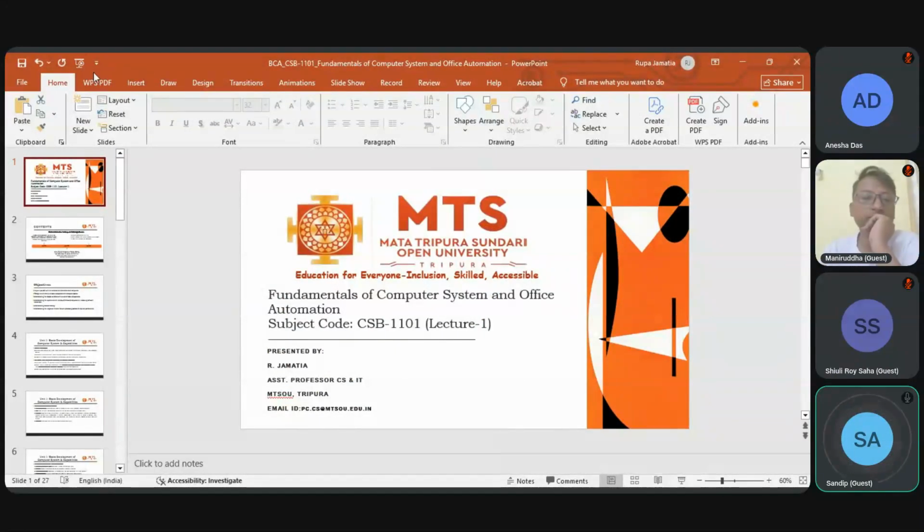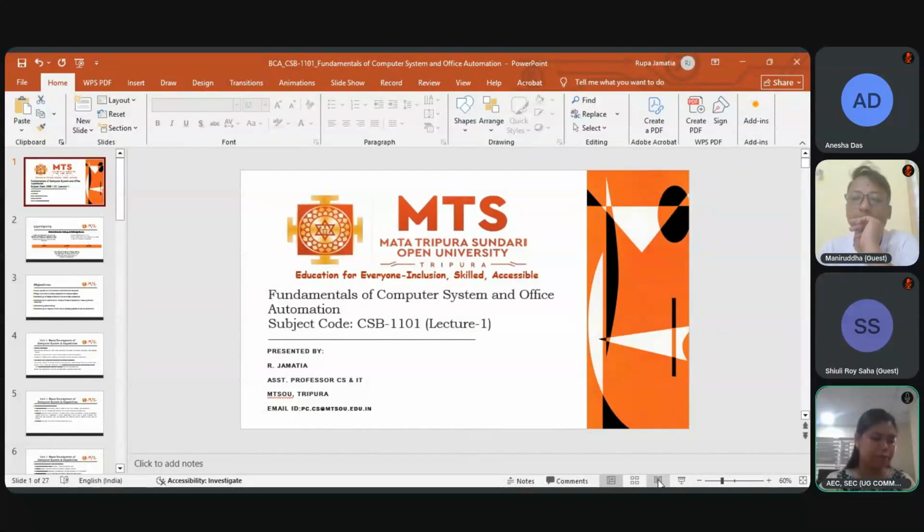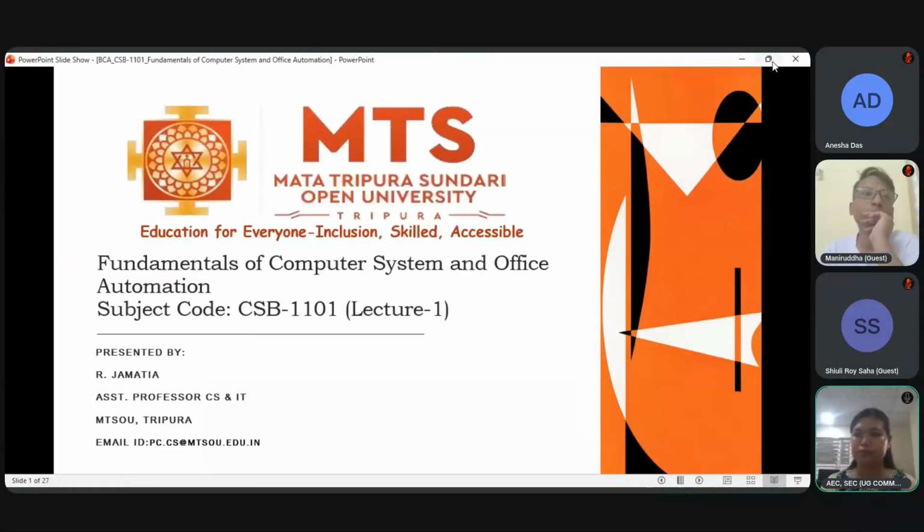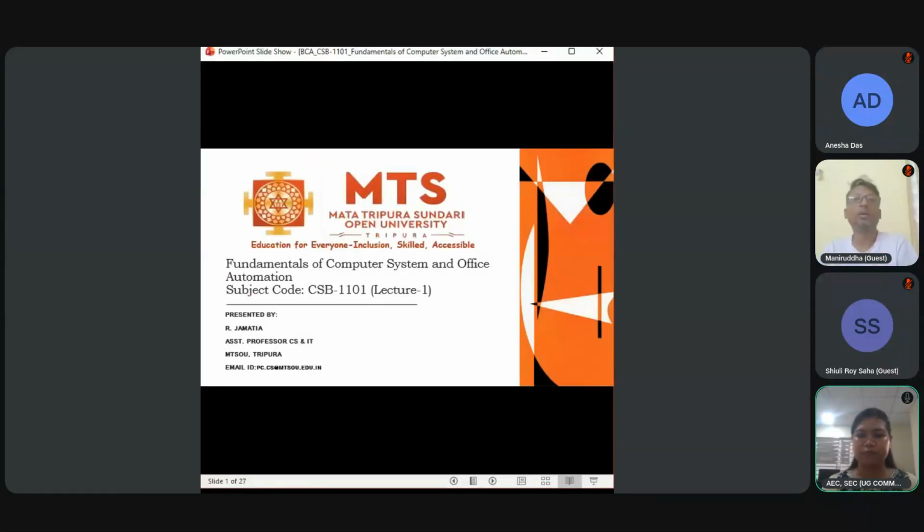Is it visible? Computer system. We started a bit early because there was an empty slot today. Is it visible? I'm sorry, come again. Is this CSB 1101, right? 1101. This is the computer subject, one of the common subjects for all the undergraduates.